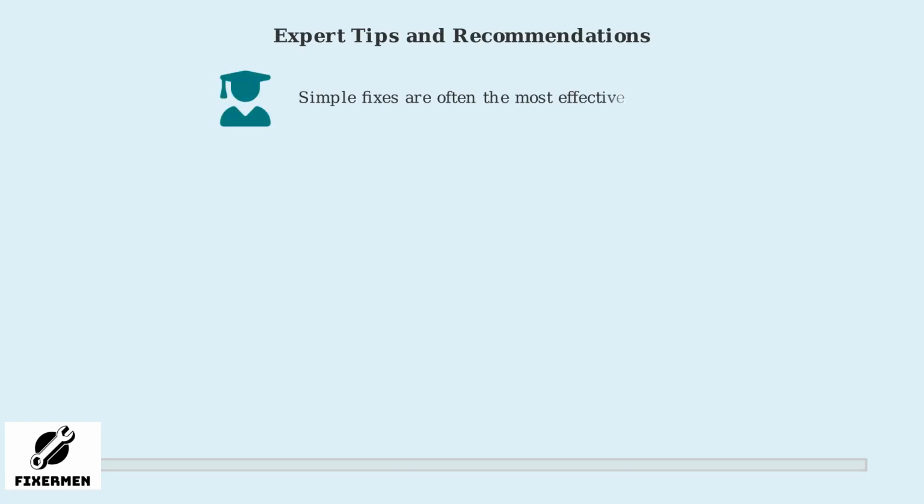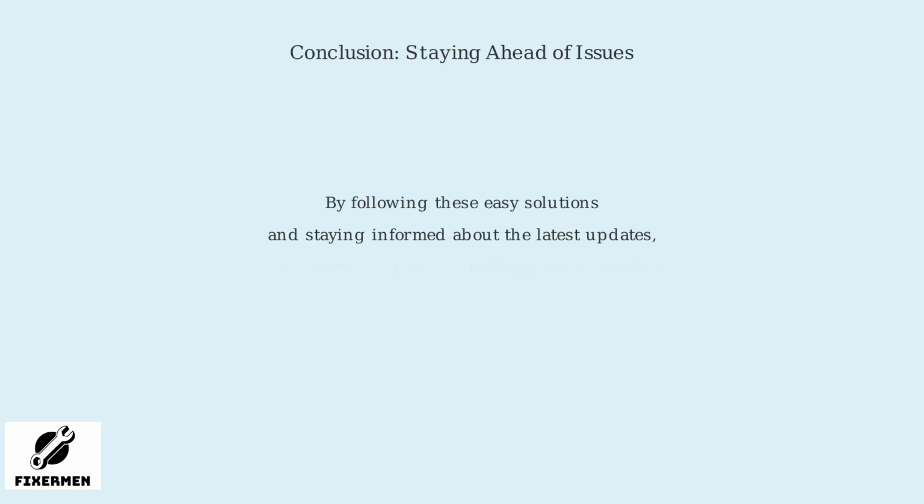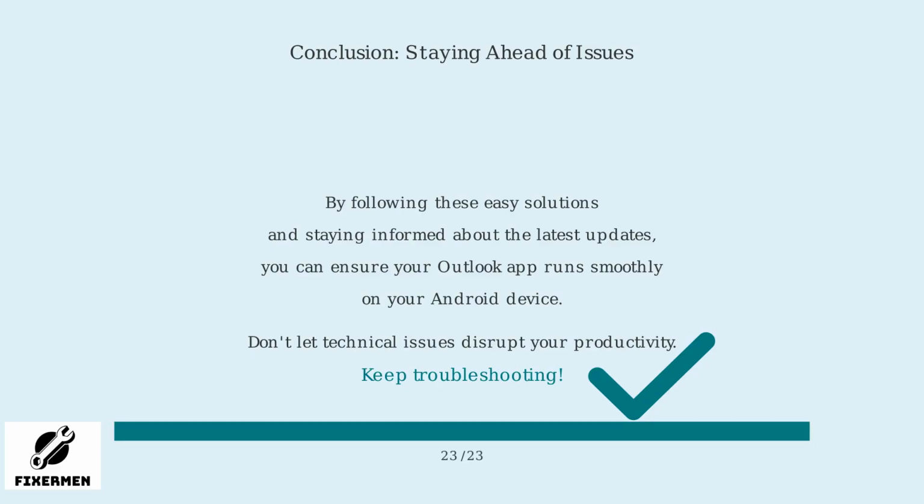Remember, simple fixes are often the most effective. Following these expert recommendations can resolve most Outlook issues on Android without complex troubleshooting. By following these easy solutions and staying informed about the latest updates, you can ensure your Outlook app runs smoothly on your Android device. Don't let technical issues disrupt your productivity. Keep troubleshooting.